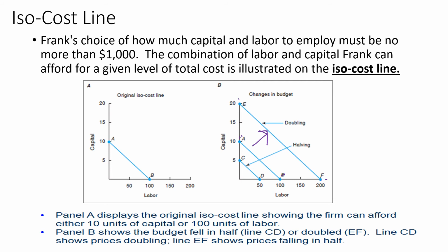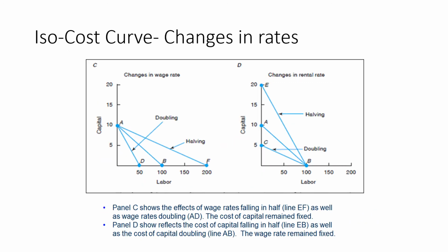If the budget cuts in half, which is when we went from 1,000 to 500, the ISO cost line is going to shift to the left, and each of the extreme points are going to cut in half as well. And here we'll actually see some of the answers of the first one.